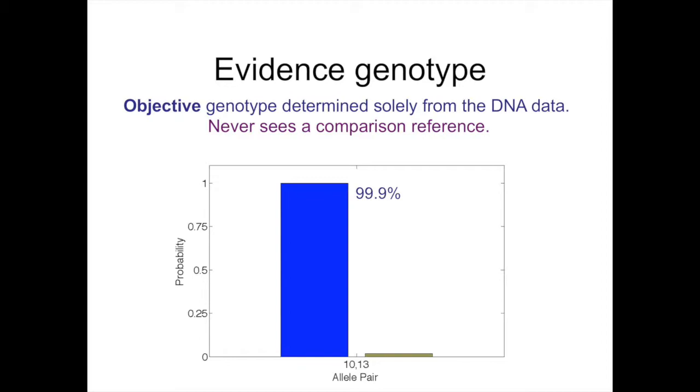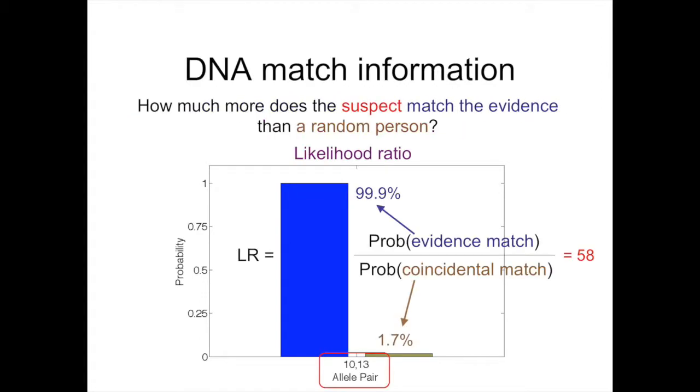This is a very definite result because the pattern is so extreme. But objectively, a genotype is inferred from the data without looking at a comparison reference. And here, virtually all the probability happens to be put on the allele pair, the two lengths, 10 and 13, that corresponded to those very small peaks that you saw in the data. Okay, well, now that the result has been objectively inferred, a comparison can get made, and we can answer the question, how much more does the suspect match the evidence than a random person?